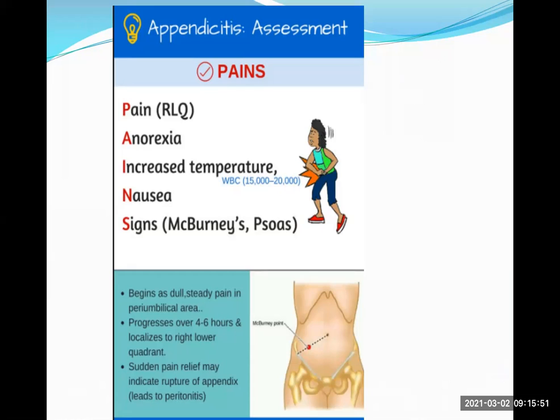Yeah, normal is up to 11,000, right? Yes, up to 11,000. Anything more than that will be counted as a positive feature here. It should not be 15 to 20,000 all the time. So that is more important. And we definitely elicit these signs in the patient. Always remember this: Rovsing sign, rebound tenderness, psoas sign, and obturator sign. These are the important ones.